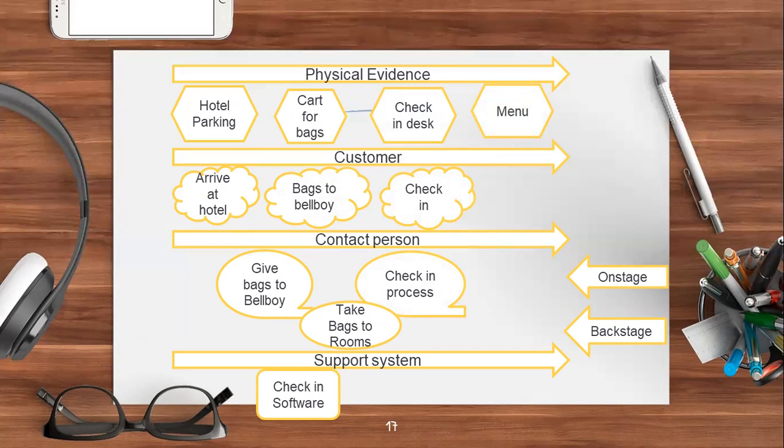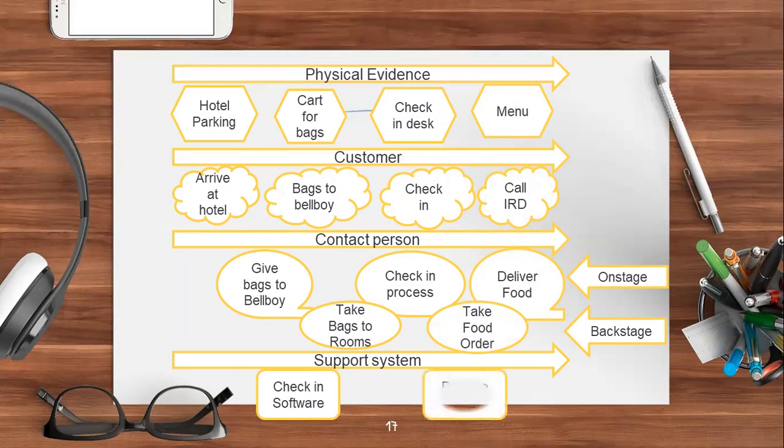You have a menu card, which is physical evidence. The customer is going to call IRD, which is in-room dining, to place, let's say, an order for a coffee. The food is going to be delivered, which becomes an on-stage activity. And the backstage activity is someone took down the order and entered it in the software. Preparing the food also becomes a support system.